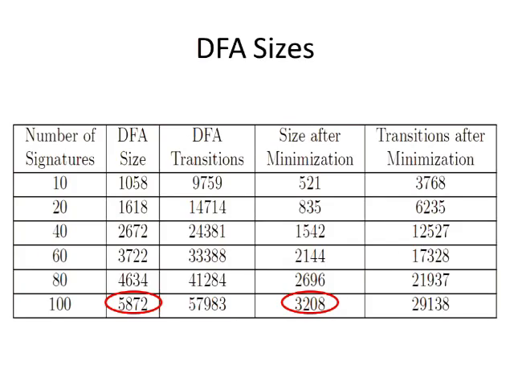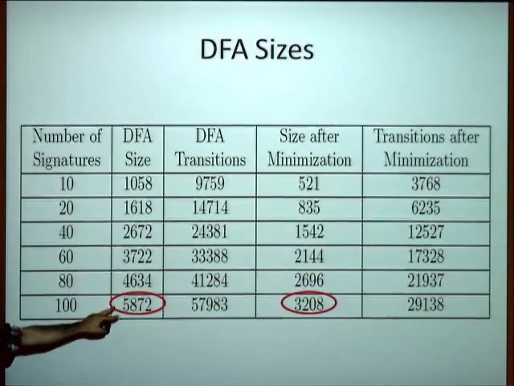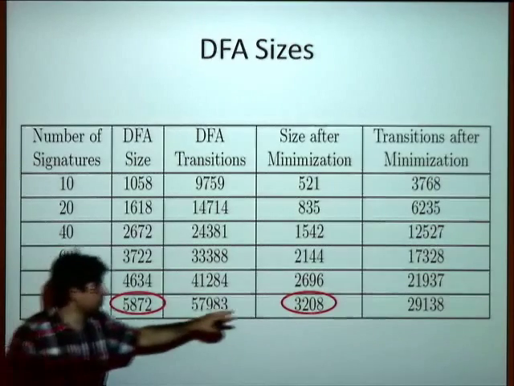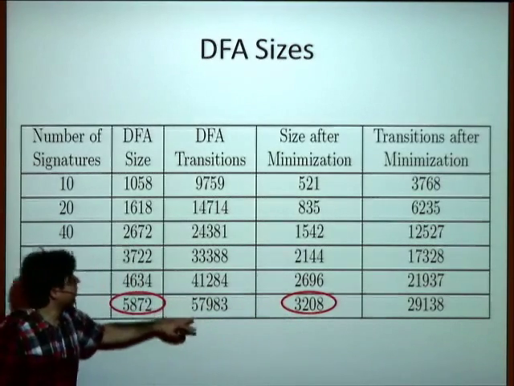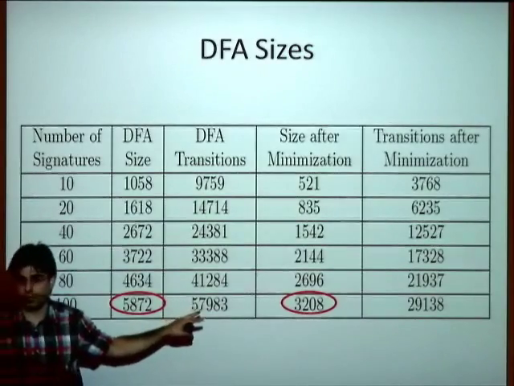So here are some numbers for you. We looked at different numbers of rule sets and the corresponding DFA. This tells you the number of signatures, essentially the rules we looked at. This is the DFA size, the number of states in the DFA, before minimization, and this is after minimization. This other one tells you the number of edges in your DFA.